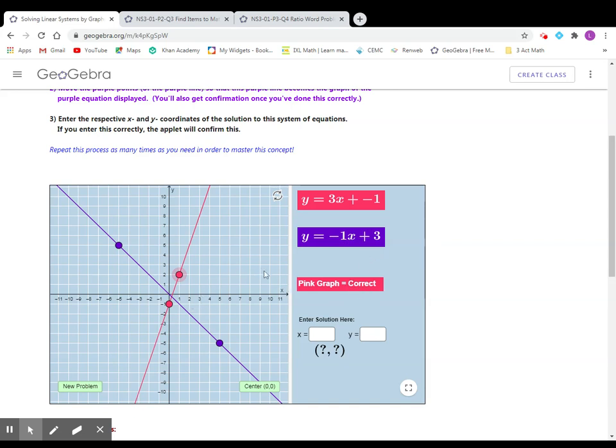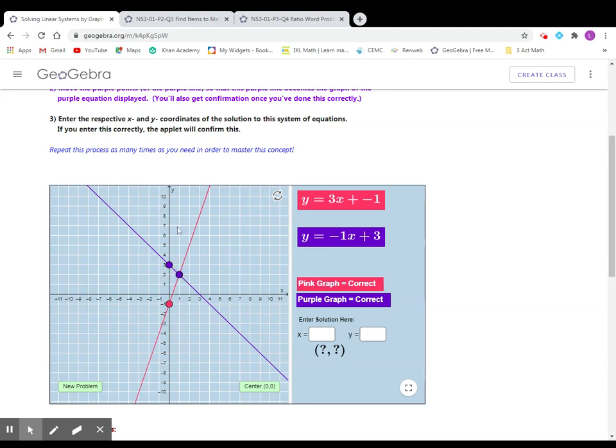Now, let's use the purple one. It's negative 1x plus 3. So my intercept is plus 3 on the y-axis. Good. Now, this tends to throw off a lot of students. What do I do with negative 1x? Well, it's negative, so that means it's got to go this way, and I'm just going to go down 1 over 1. And there, I've graphed them both correctly, and I'm looking for this intersection.